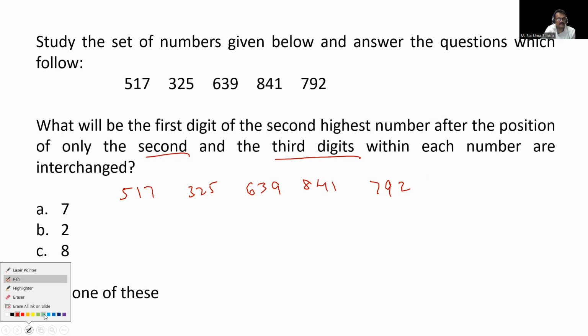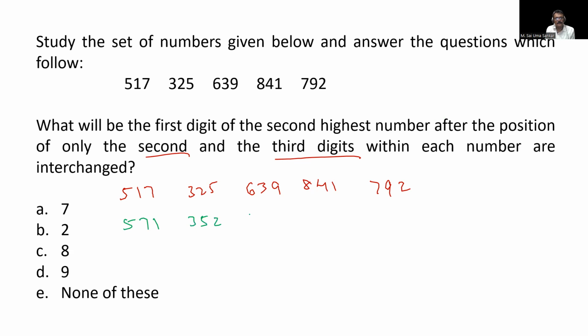If the second and third digits are interchanged, then 571, 352, 693, 814, 729. Okay, what will be the first digit of this second highest number? What is the highest number? That is equal to 814. What is the next highest number? That is equal to 729. Now what we required is the first digit of this second number. So what is the first digit? That is equal to 7. Option A is the correct answer.